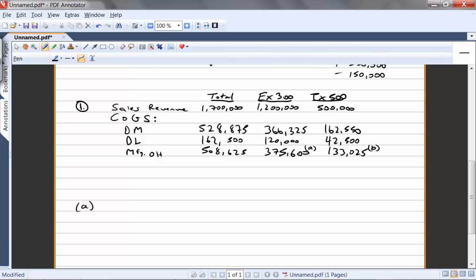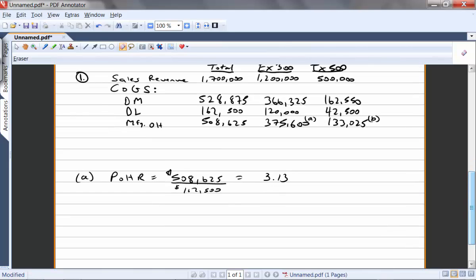Right? So first we figure out the predetermined overhead rate. And that would be the total overhead divided by the total level of the cost driver. What's the cost driver? Labor dollars. What's the total labor dollars? 162,500. So we divide that and we see that the overhead rate is 3.13. I don't know why I have dollars here. It's because the dollars cancel. It's unitless. It's 3.13. For every dollar we spend on direct labor, we expect that to lead to $3.13 of manufacturing overhead. So it's a 3.13 to 1 ratio.